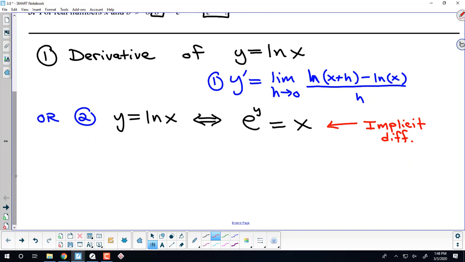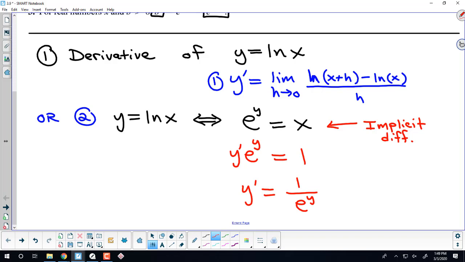Because whatever the derivative of e to the y equals x is, since it's the same as the natural log of x, we'll bypass working with the derivative directly. Okay, what's the derivative of e to the y? Y prime times e to the y equals the derivative of x, which is 1. And then we solve for y prime, right? We're trying to find the derivative. Y prime is 1 over e to the y.